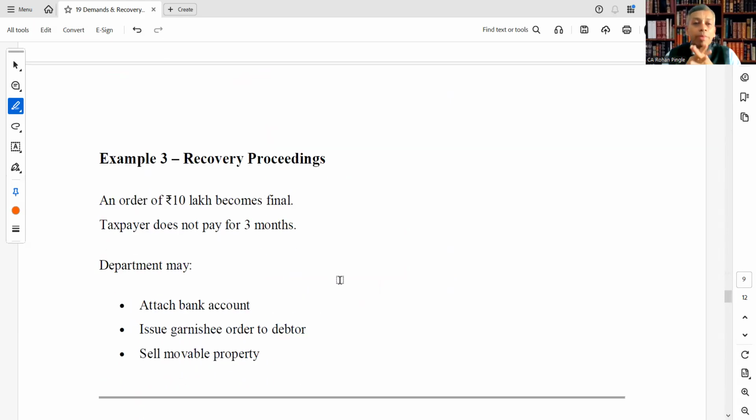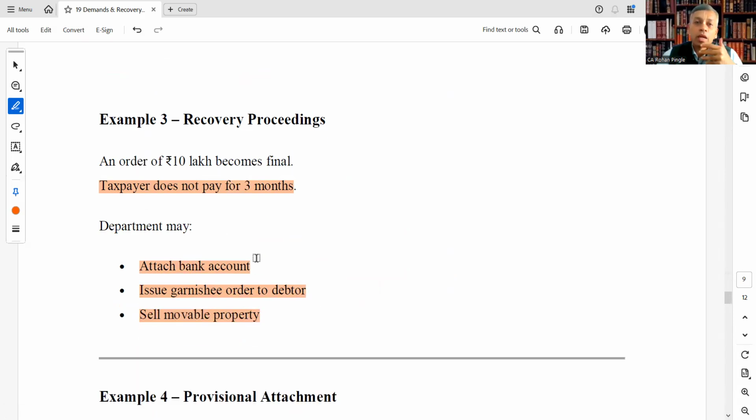Next, example 3, recovery proceedings. An order of rupees 10 lakhs becomes final. The taxpayer doesn't pay for 3 months. So the department may attach the bank account, issue a garnish order to the debtor, and sell movable property too.